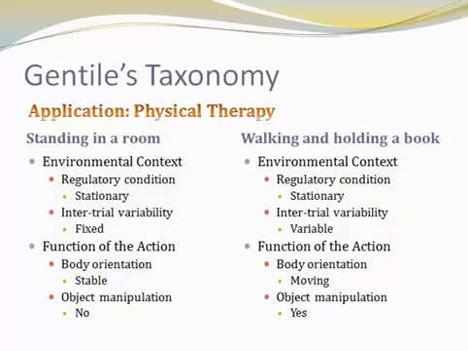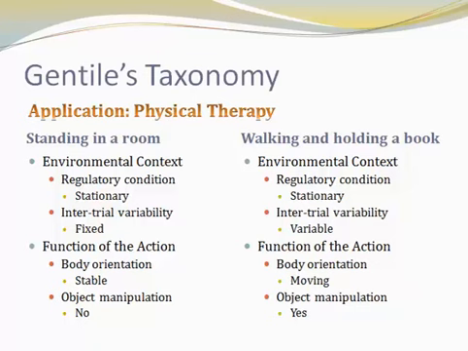So we can look at a very simple motor skill, standing in a room, but ultimately we would like to progress this individual to be able to walk while simultaneously holding a book. So initially we would do an evaluation of the motor skill according to the 16 categories of the taxonomy. And standing in a room is actually going to be something that's very simple.